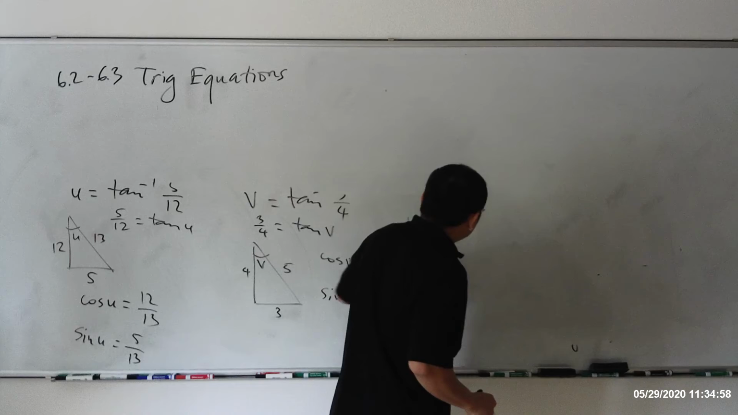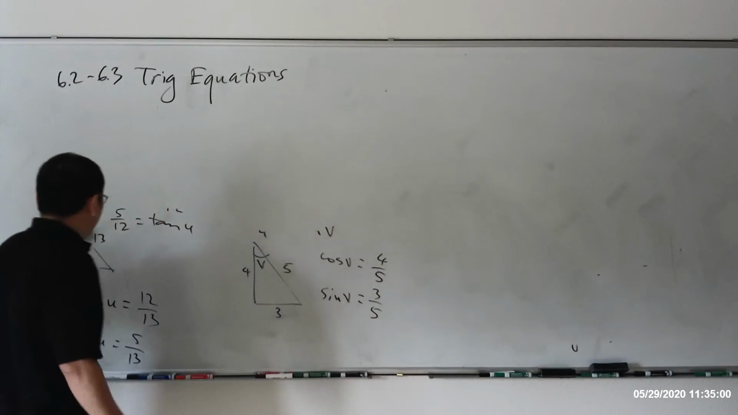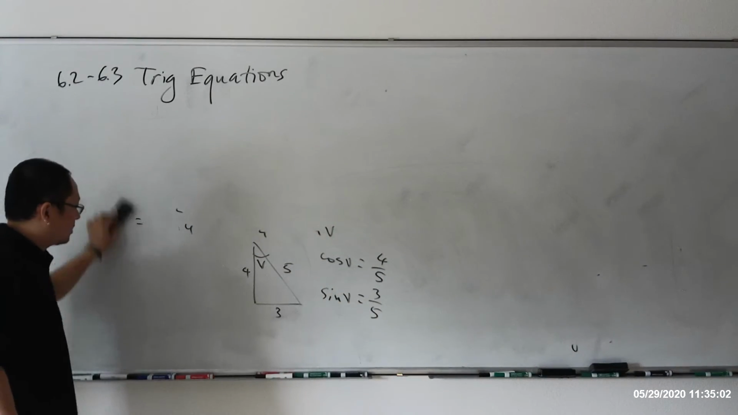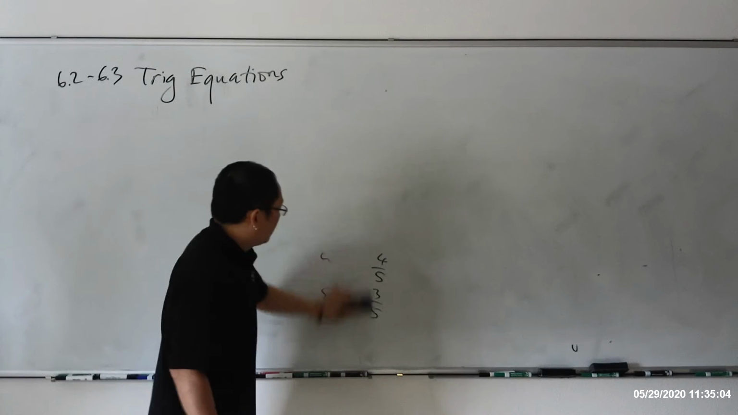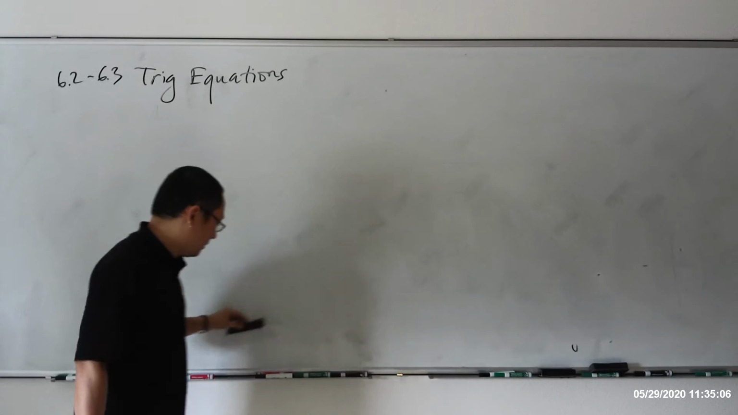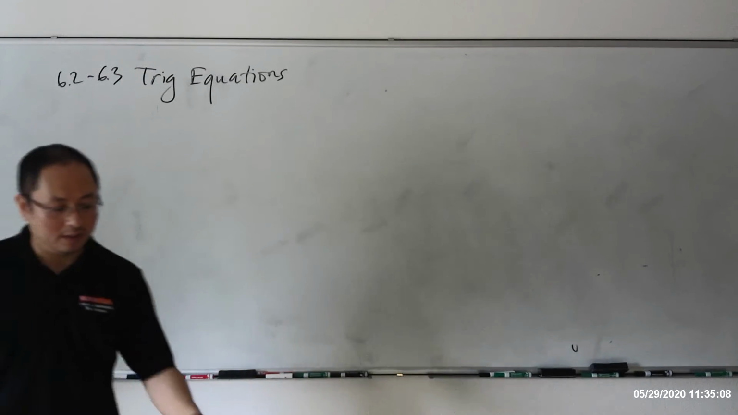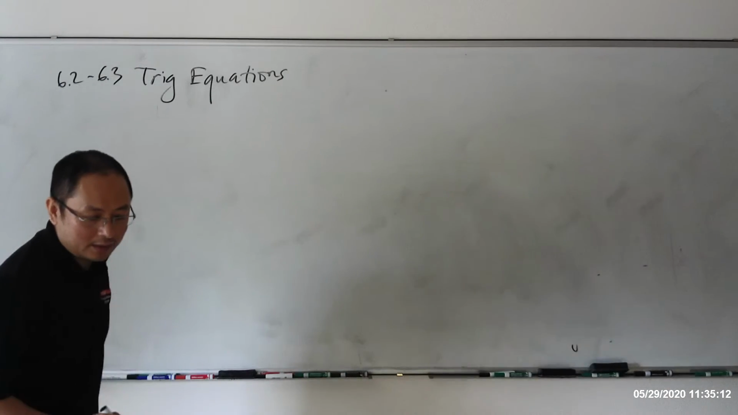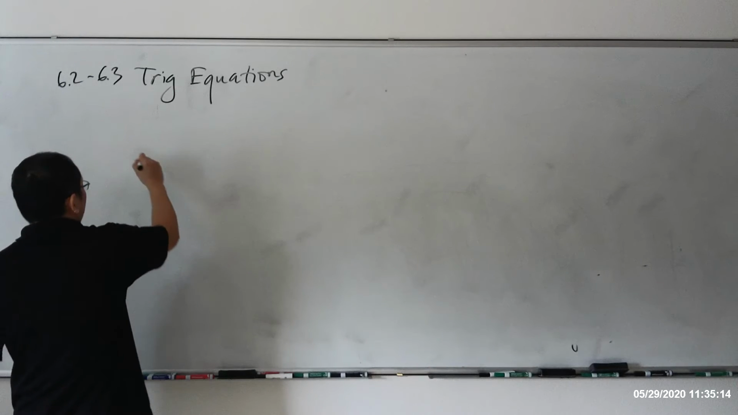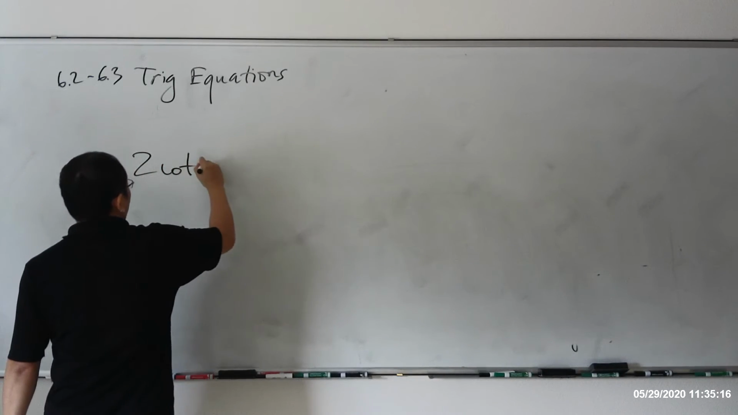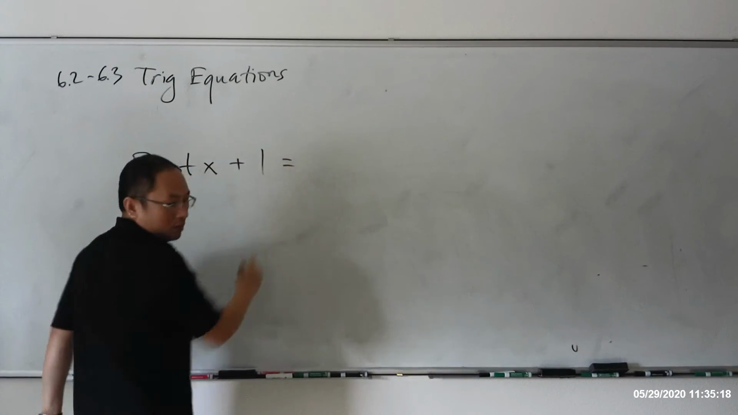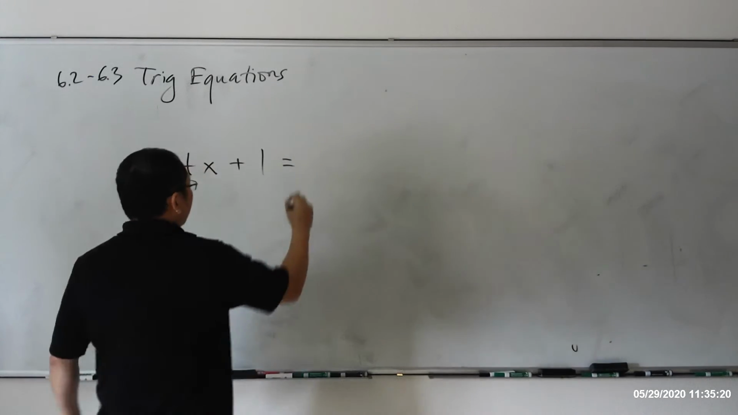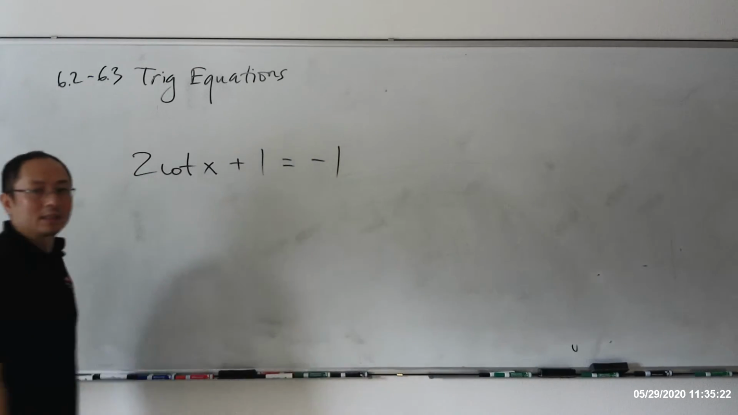This requires practice, guys. I cannot give you every single problem in the book. I'll just show you some typical equations and some general ways of solving. And then when you practice, you're going to gain experience by yourself. So how about this? Just randomly choose one: 2 cotangent of x plus 1 equal to -1. Solve for x. That's the question.